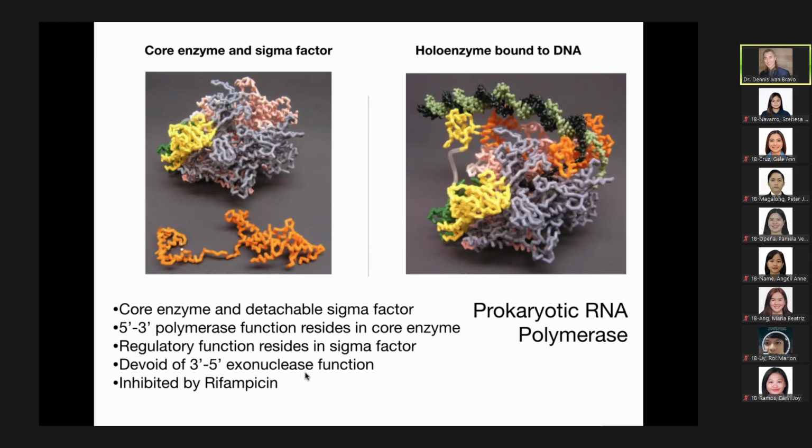Now, just like what I have said earlier, RNA polymerases are devoid of 3' to 5' exonuclease function. That means they are prone to making mistakes. And for pharmacological correlation, drugs for tuberculosis like rifampicin exert their antibacterial effect by inhibiting RNA polymerase in Mycobacterium.